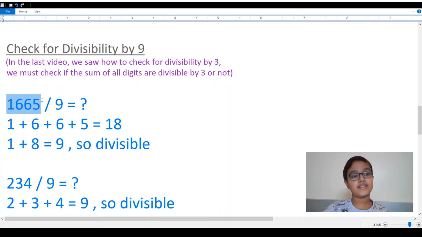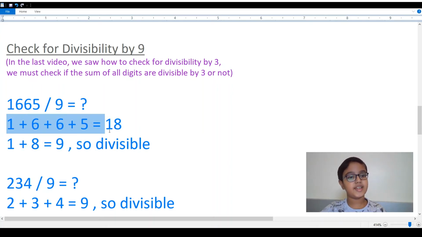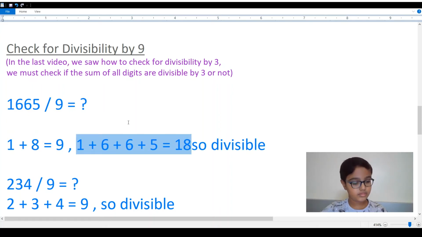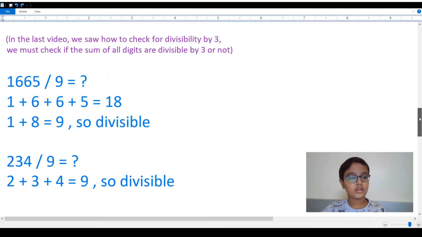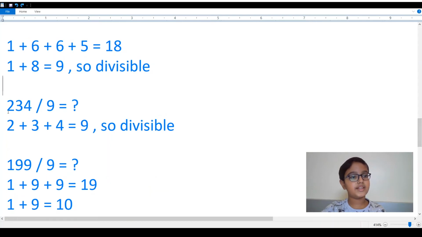For example, is 1665 divisible by 9? Let's see. 1 plus 6 plus 6 plus 5 is 18. 1 plus 8 is 9. And since we got 9 at the end, it is divisible. Similarly, we can see if 234 is divisible by 9. 2 plus 3 plus 4 is 9. And since we got 9 here, it is divisible.